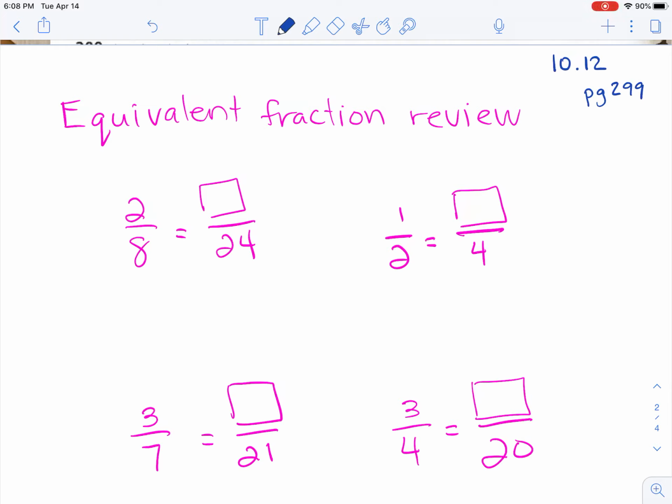Hey, boys and girls, guess what? You are getting to the end of fractions, and today we're using our fractions to determine probability.